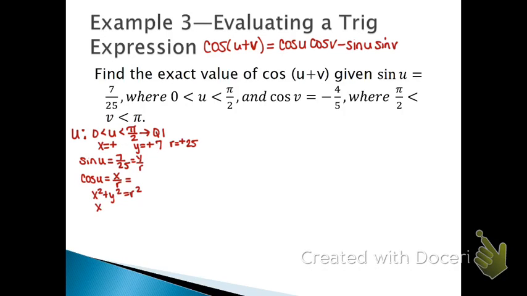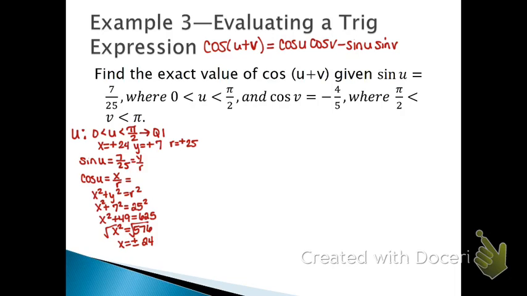Ding, ding. We're looking for x. What is y? Y in this case would be 7. And what is r? 25. All right, so I've got x squared plus 7 squared equals 25 squared. So do the squares. So x squared plus 49 equals 625. Subtract the 49. So x squared is 576. Take the square root. So x is plus or minus 24. And we already said x is positive, so we're looking for a positive 24, right?